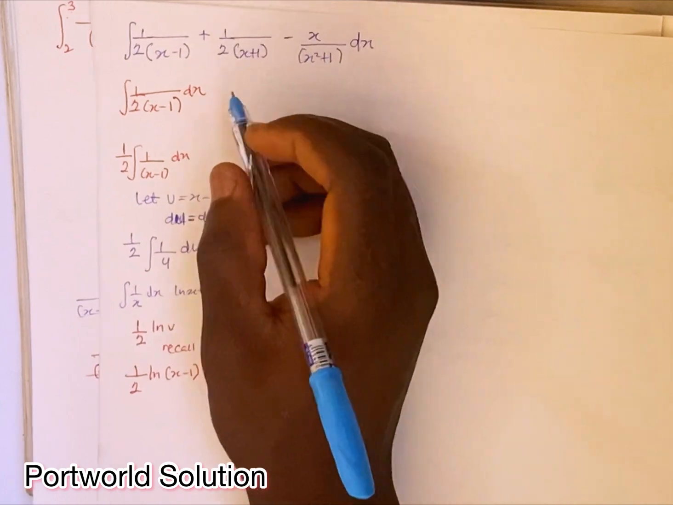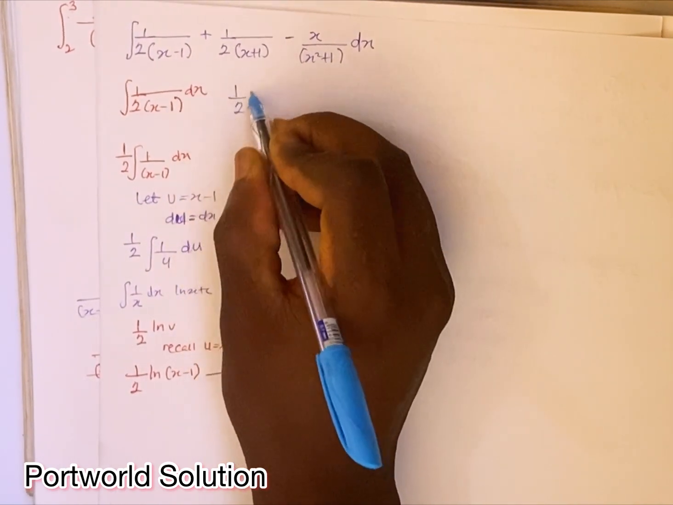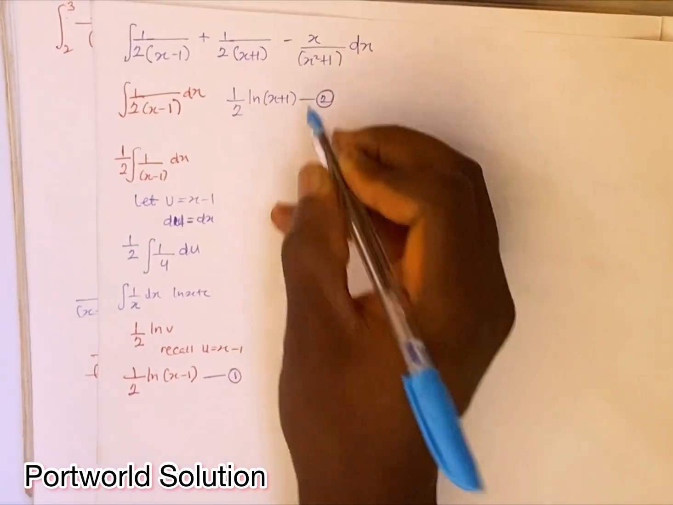Now let's go ahead. The same method is also applied to this. I'm going to have this to be 1 over 2 natural log of x plus 1, right? So let me call this my second one.